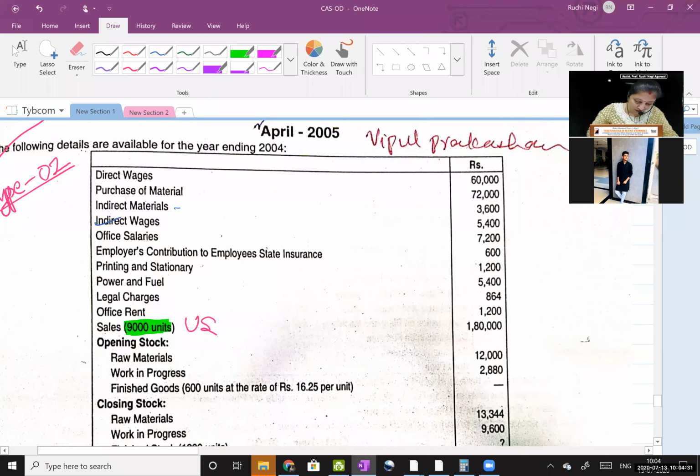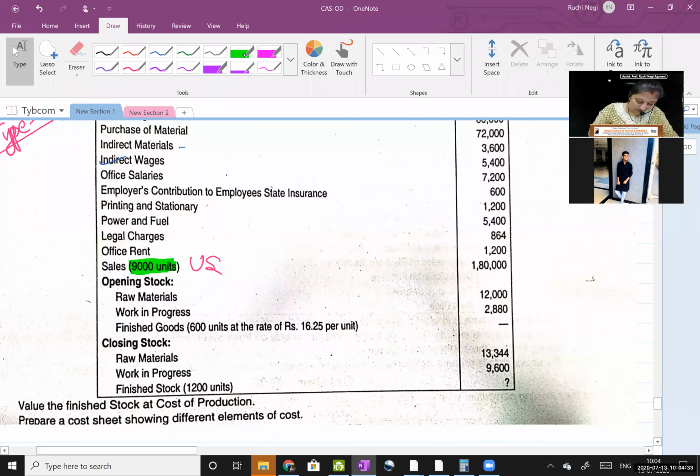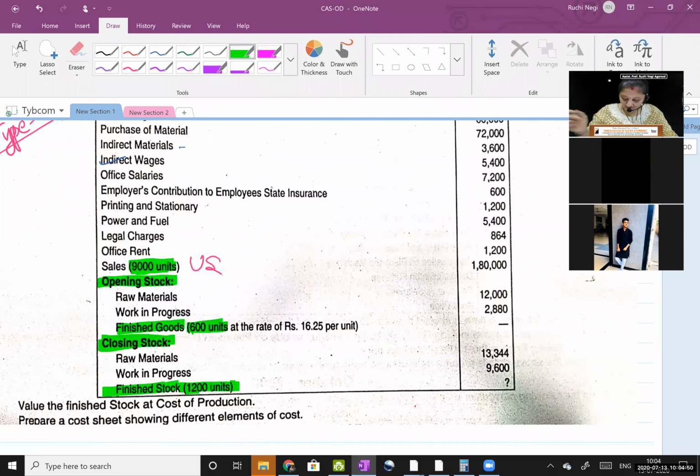And you can identify from here as well. See, opening stock of finished goods, 600 units, is given in units. Then closing stock of finished goods is also given in units, 1200 units. Is it clear? Okay. So it's a type 2 sum.